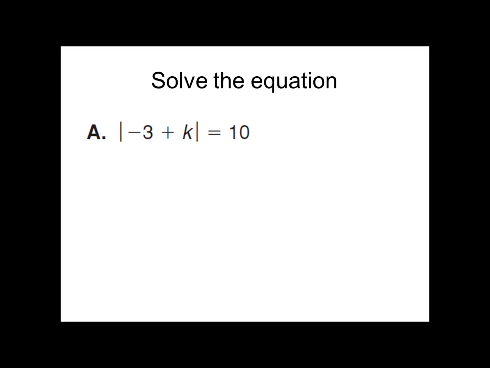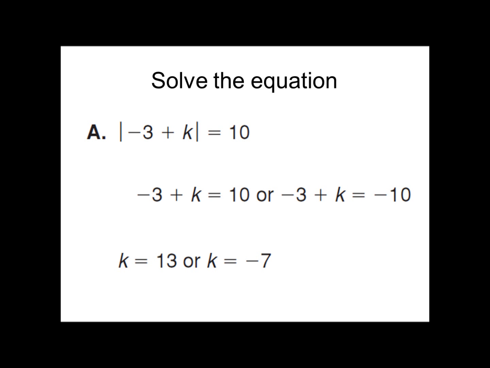Let's solve this absolute value equation. The first thing we do is write it as two separate equations with the word or. -3 plus k equals 10 or -3 plus k equals -10. Solve each separately. You get k equals 13 or k equals -7. Make sure you write that word or.